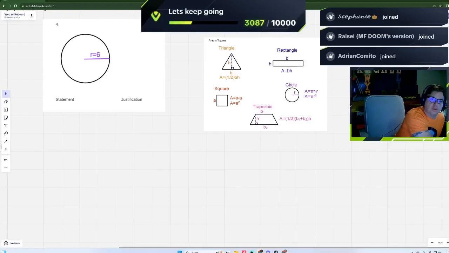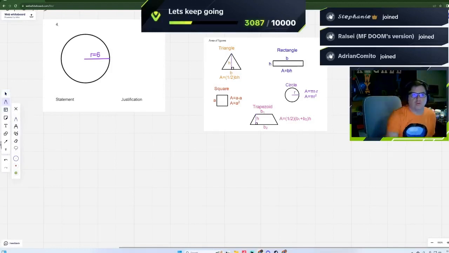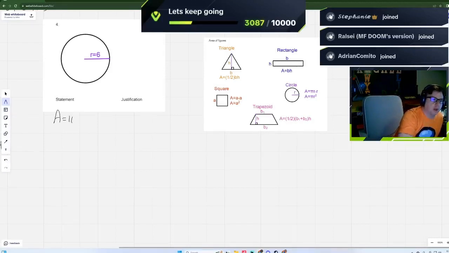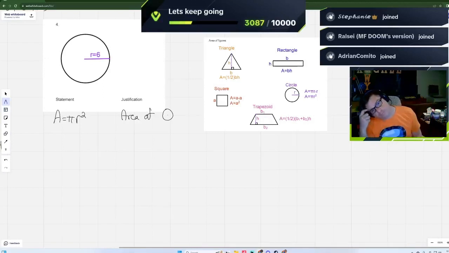Okay, so we're doing a circle. So first things first, go back to our formula. Our formula for a circle is pi times radius squared. This is the area of a circle. And you could write out circle, or you could draw a circle with the dot in the center. That's another way to represent circle.